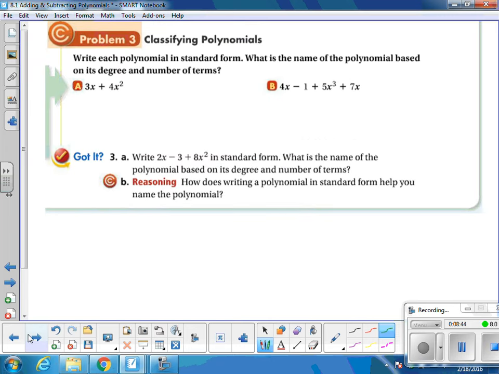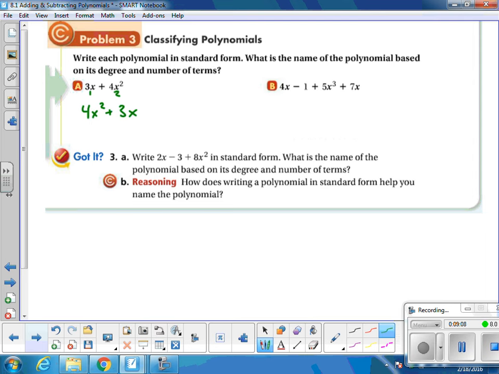All right, I want you to give this a try too. Let's practice a couple of these first. Write each polynomial in standard form, so that helps us determine what it's called. When I look at these two, I can see this degree here is 1, this degree here is 2, and I want to order it from the greatest to the left. So it's 4x squared plus 3x.